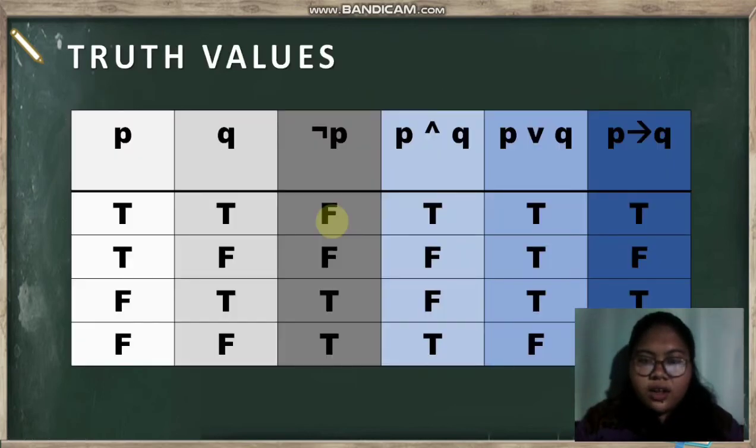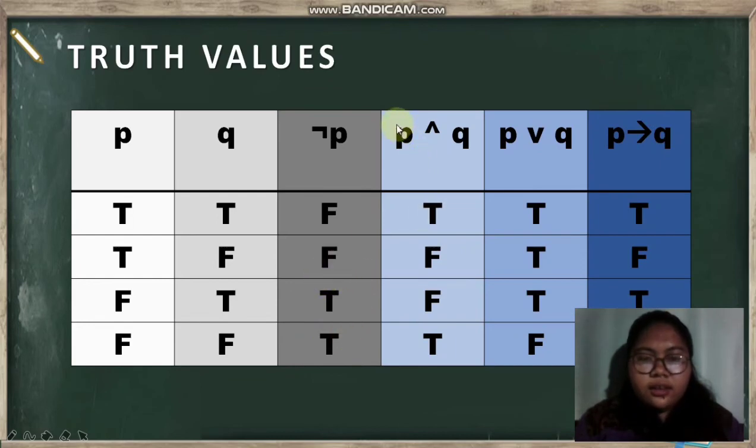Now we will talk about the truth value. As I said before, a statement is a declarative sentence that has a truth value that can be true or false. So here we have P and Q as the first statements. Here we need the negation of P, or not P. So when P is true, not P will be false. And when P is false, not P will be true.